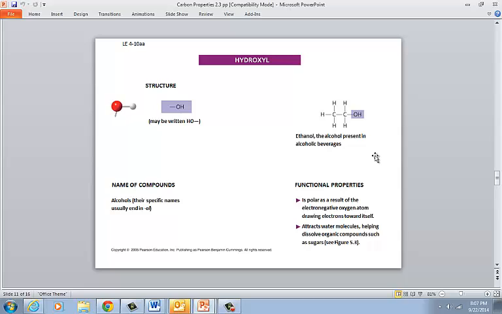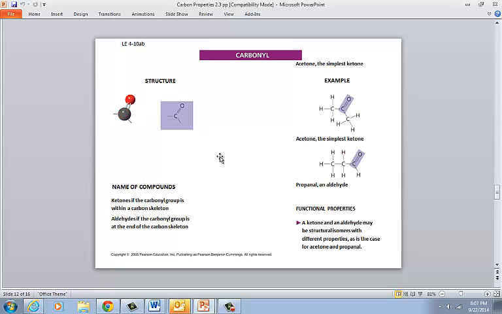This is also called an alcohol, and this is what's present in alcoholic beverages, none of which any of you would know anything about because you're way too young. Don't even think it. Moving on to carbonyls.